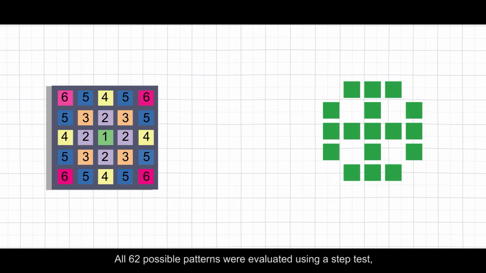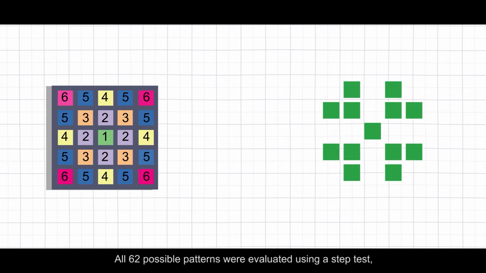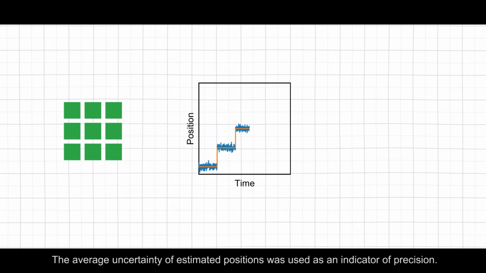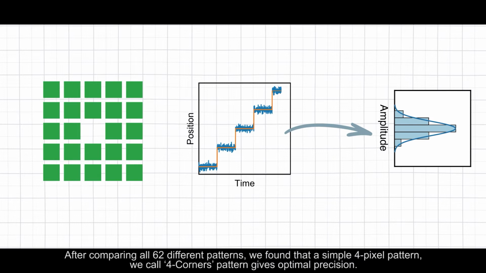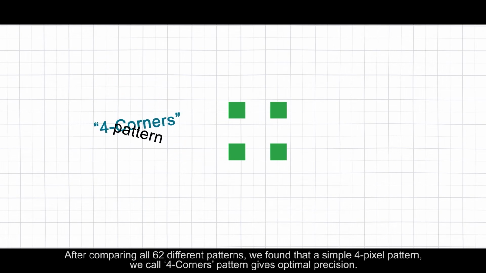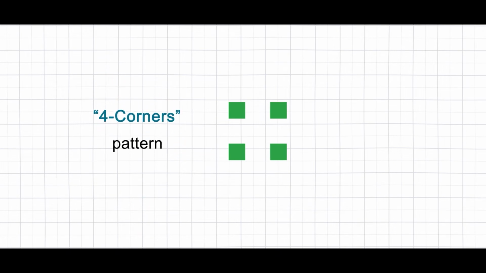All 62 possible patterns were evaluated using a step test, in which a fluorescent bead was set static and the stage was guided to perform a stepwise motion to simulate actual motion. The average uncertainty of estimated positions was used as an indicator of precision. After comparing all 62 different patterns, we found that a simple 4-pixel pattern, which we call the 4 corners pattern, gives optimal precision.